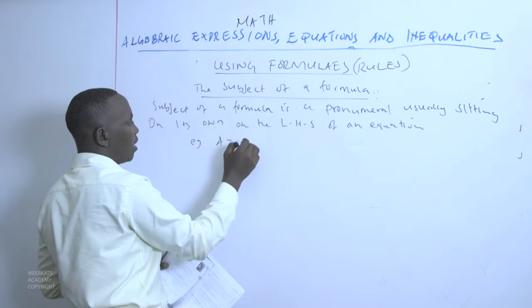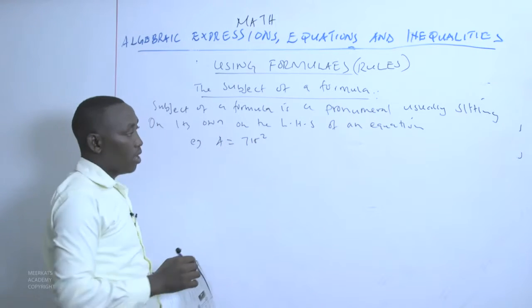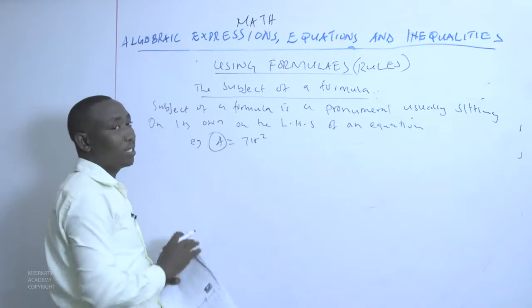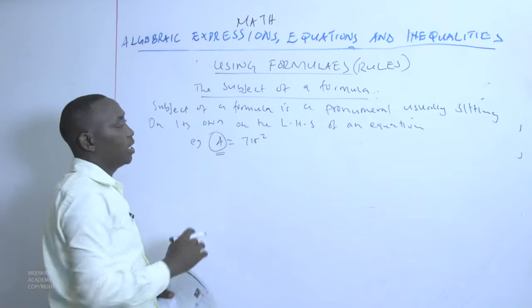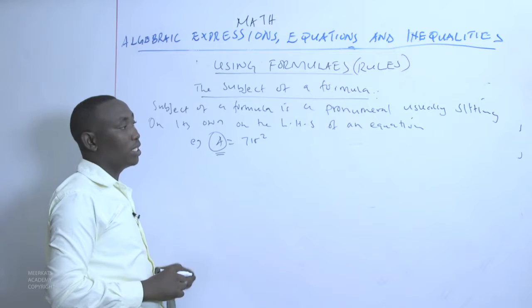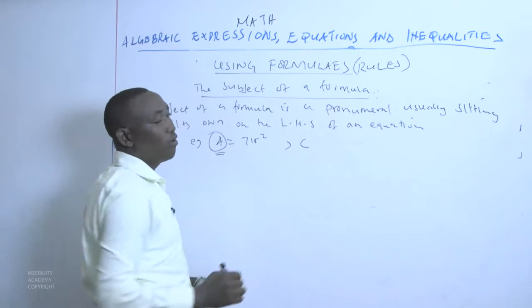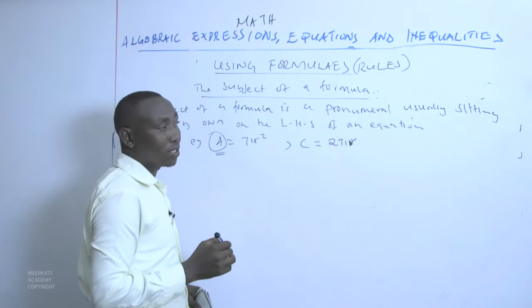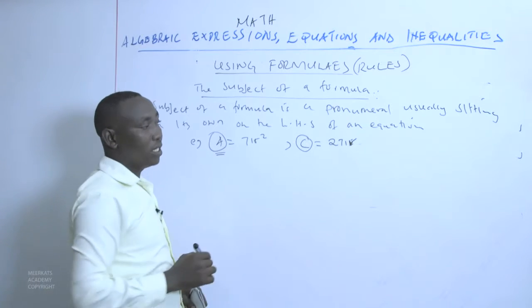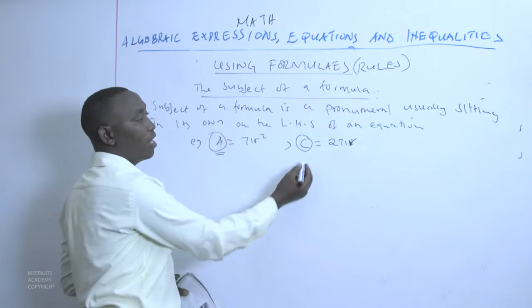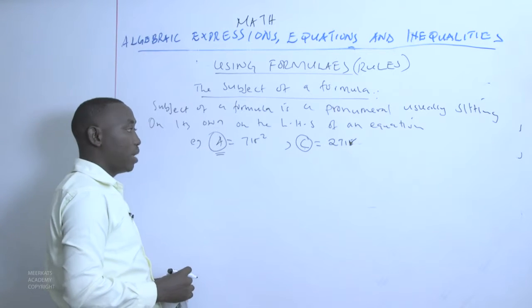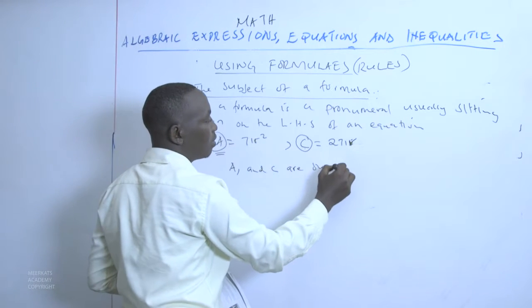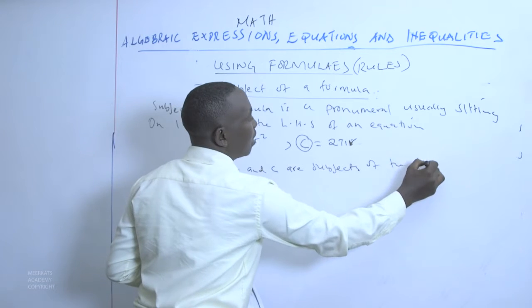e.g. A is equals to pi r squared. You can be able to see that we have a pronumeral A sitting by itself on the left hand side of the equation. Therefore, you can refer to this A as the subject of this particular formula. Circumference of a circle is normally given by 2 pi radius. That means we have C sitting by itself on the left hand side, and therefore C becomes the subject of the formula. In this case, we can say that A and C are subjects of the formula.